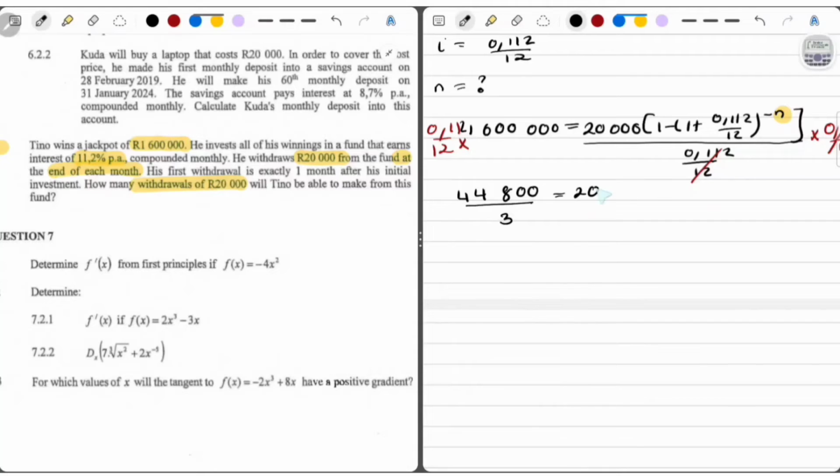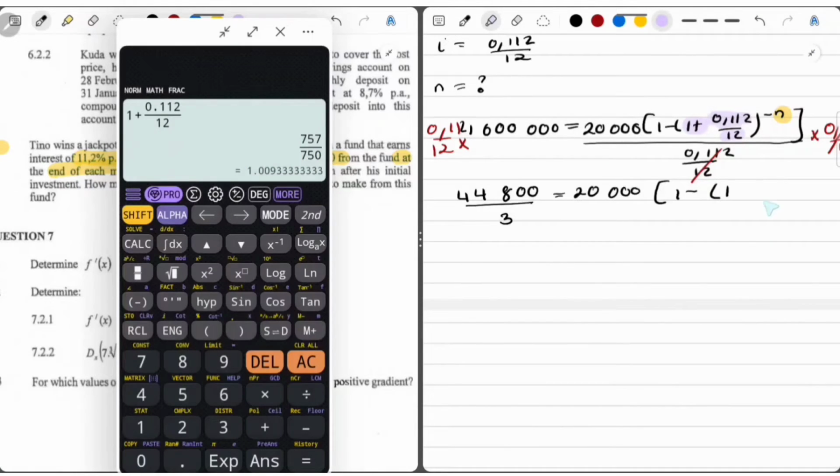All I have left here is the 20,000 still being multiplied by 1 minus 1 plus. Now, because this is a fraction, this gives me an opportunity to find out exactly what this is. So I want to find out what 1 plus 0.112 over 12 is, and keep that answer as a fraction. That's what I'm trying to do here. So let me see what that gives us. As a fraction, that is equal to this. So it is 757 over 750 raised to the power of negative n, and close the bracket. Okay, so there's nothing we're dividing by now.